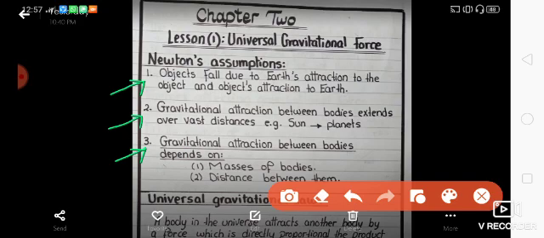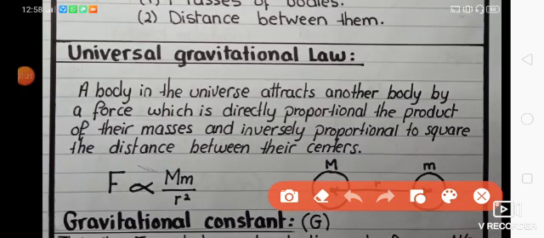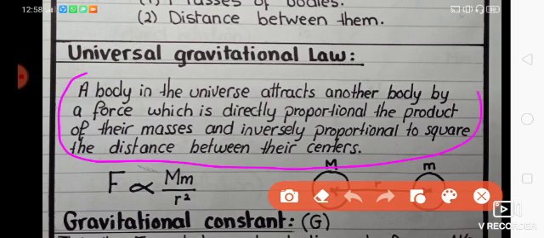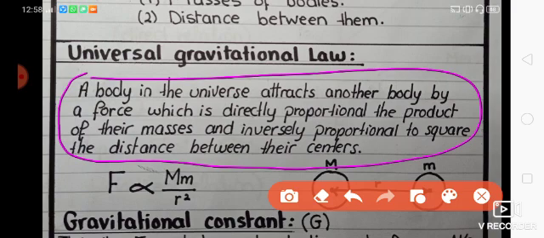Through these assumptions, he formulated the general gravitational law as follows. Universal gravitational law: A body in the universe attracts another body by a force which is directly proportional to the product of their masses and inversely proportional to the square of the distance between their centers. What does this mean?